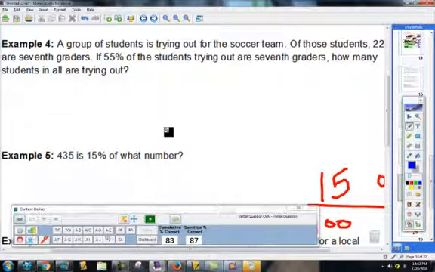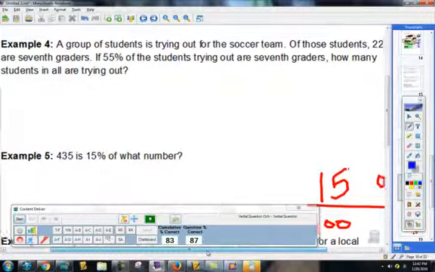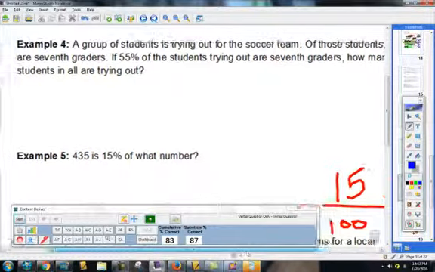Don't start working. Just listen. You're going to have to do some word problems tomorrow. And like this one, I'll just kind of do it with you guys. There's one just like this on the test tomorrow. Very similar anyway. It says a group of students are trying out for the soccer team. Of those students, 22 of them are 7th graders.